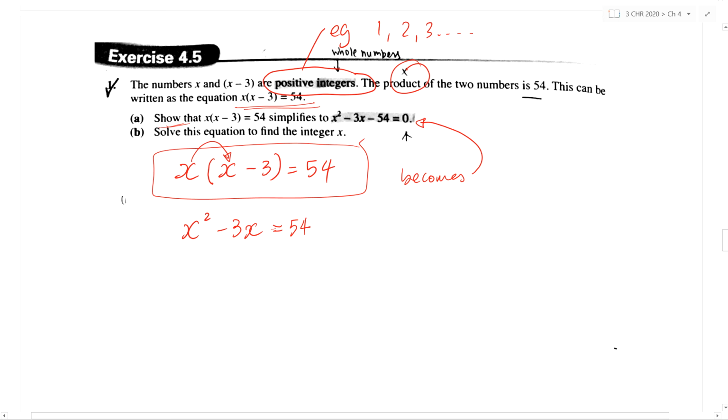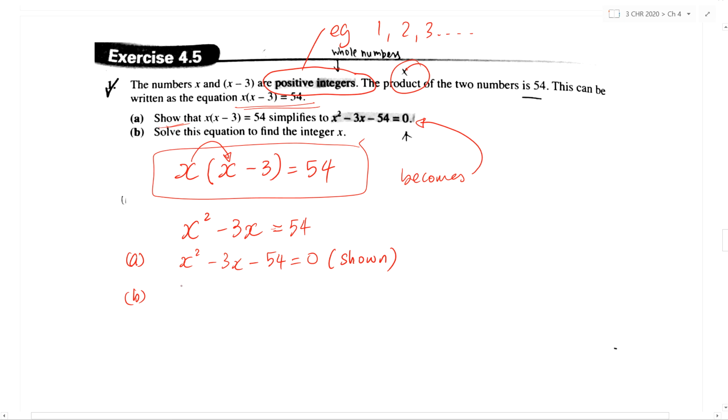Now next, I don't want the 54. What should I do with it? X squared minus 3x minus 54 equals to 0. Is it shown already? Yeah, you have shown it already, right? So you write down in bracket, shown, to tell me that, look, I've shown it already. Then I give you 1 mark. So this is for part A. Now part B, solve the equation to find x.